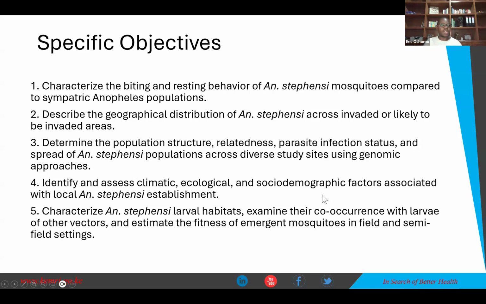So we have social scientists on the team that are going to be working together with our teams to try and figure out what human factors are important for the establishment of stephensi. And then lastly, we'll try to characterize Anopheles stephensi habitats, examine whether there's co-occurrence, whether there's competition, and what factors are important for the fitness of Anopheles stephensi.